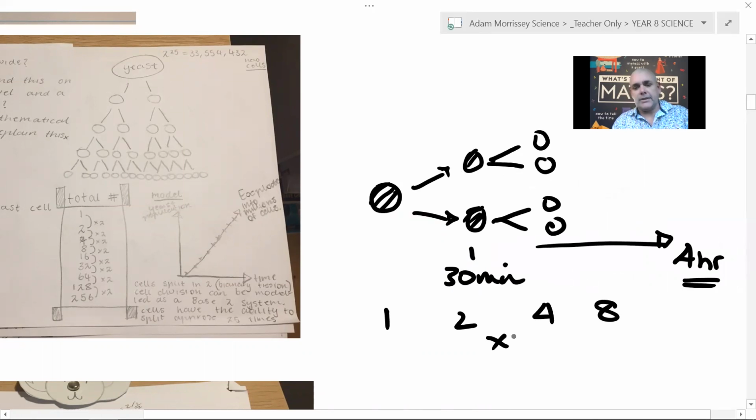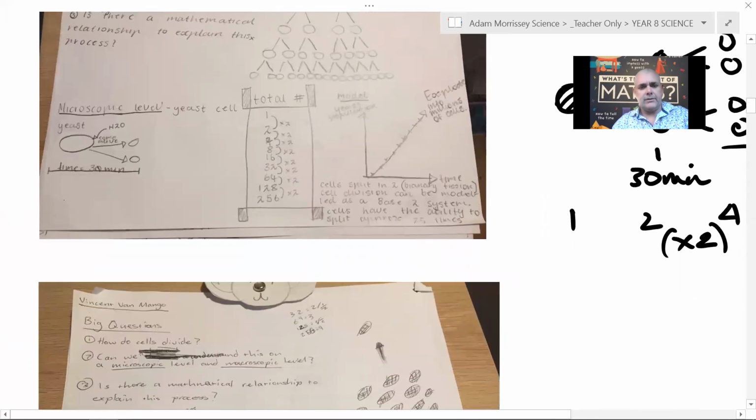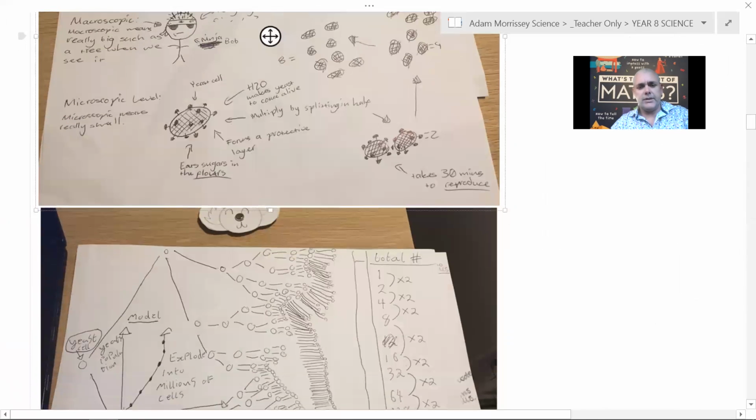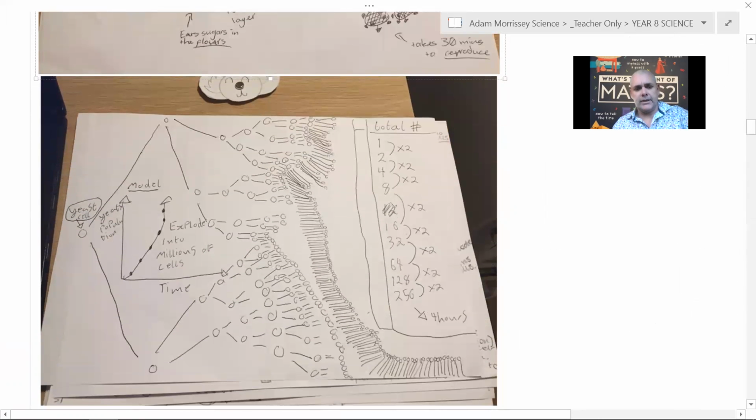And what's interesting, students realize that it's doubling with every 30 minutes. And so you can see again, there's examples here of how they're doing their maths. They're multiplying by 2. If they've stopped, they're multiplying by 2. This student here has done both ways, and I haven't even stopped to count up if there's 256 little circles on that last division.